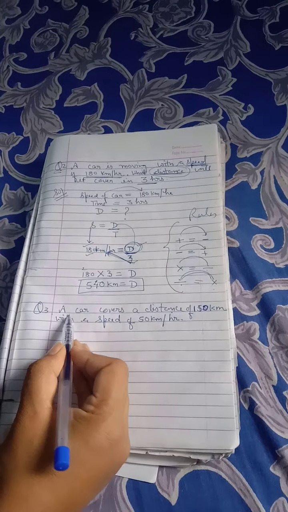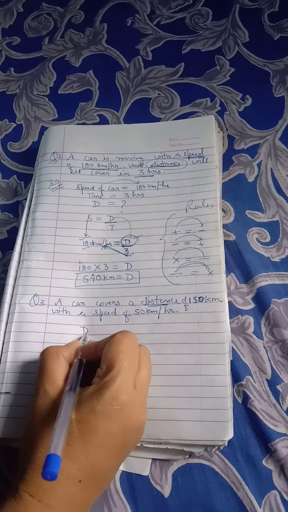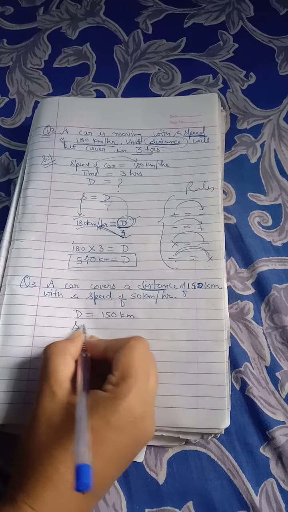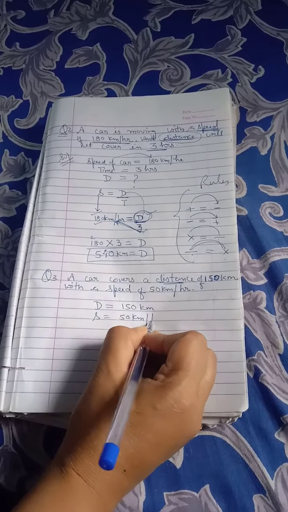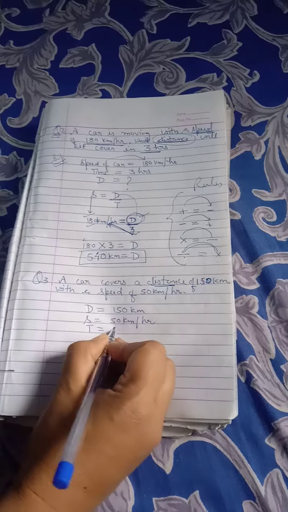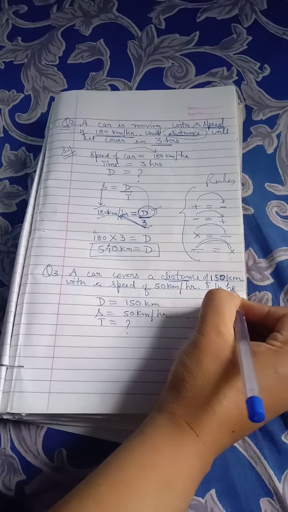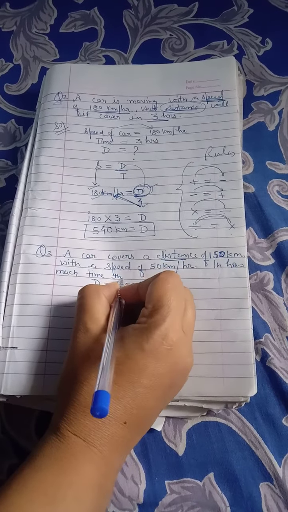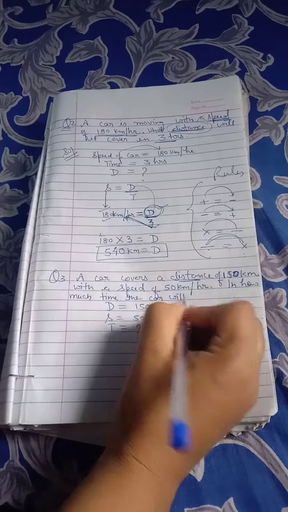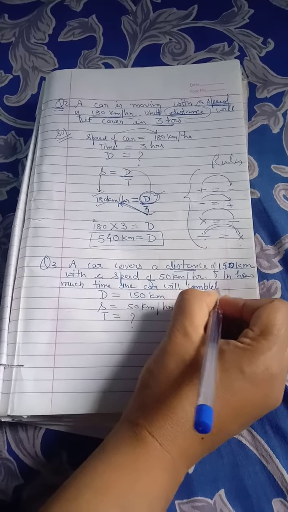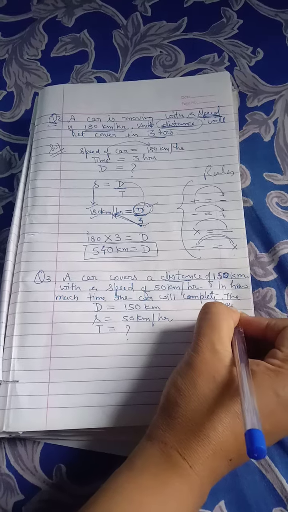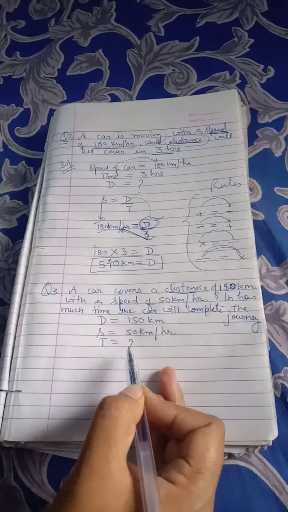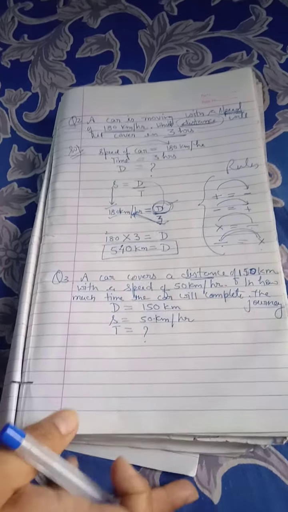So the question is, a car covers a distance. Here distance is given, 150 kilometer, and speed is given, 50 kilometer per hour. Now here you need to find the time. In how much time the car will complete the journey. Right? So here distance was given, speed was given. You need to find how much time it will take to cover a certain distance with a certain speed.